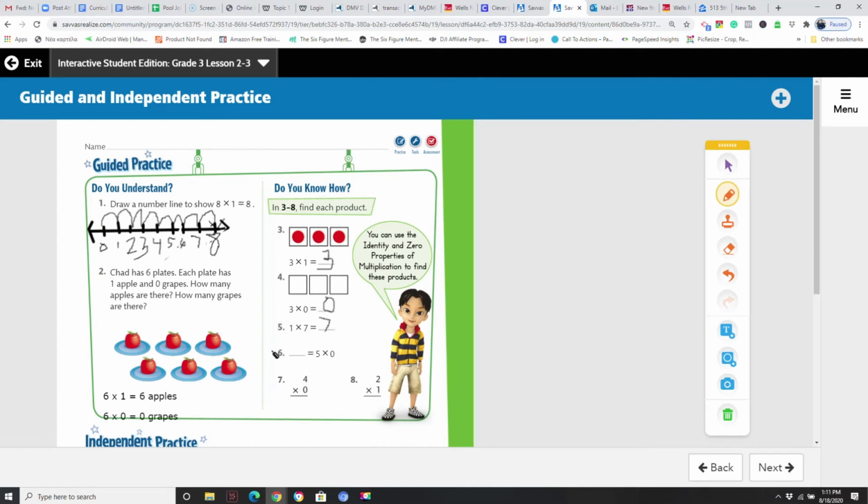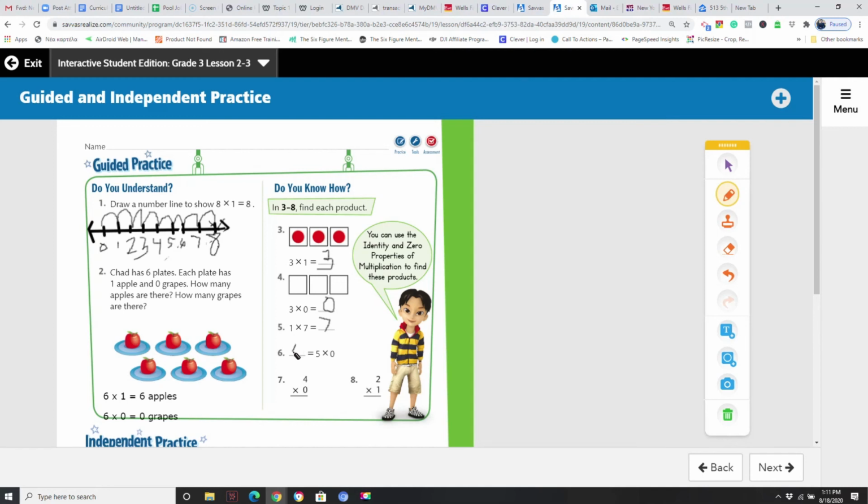Number 6, so this one looks a little bit different because if I look at the previous problems, my product was written on the right-hand side, and this time it's on the left-hand side. So don't let that trip you up, okay? It's the same type of problems we're answering. The only difference is that instead of writing your product on the right-hand side, you're going to write it on the left-hand side. So again, anything times 0 is 0.